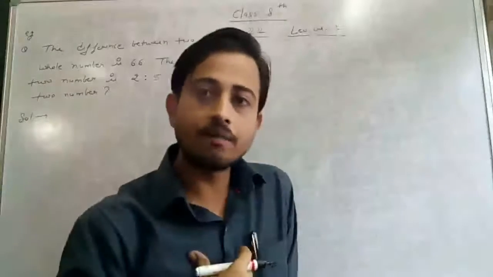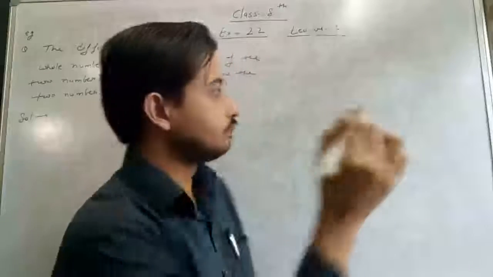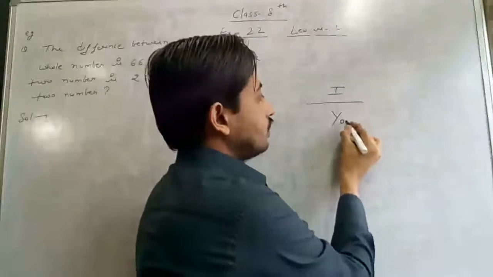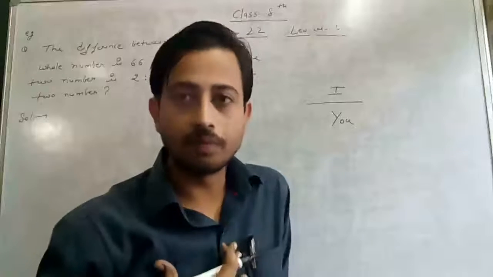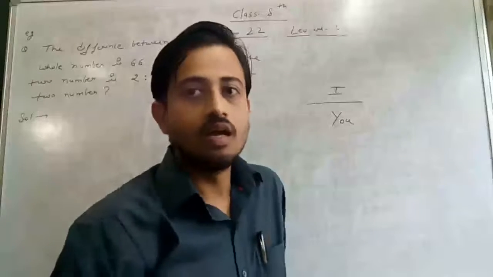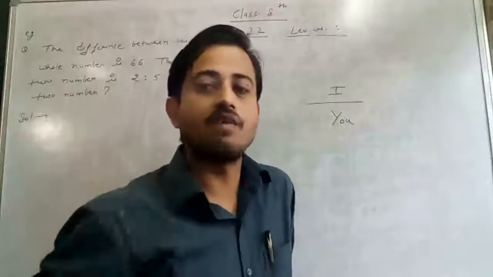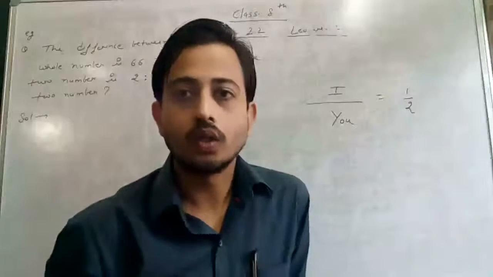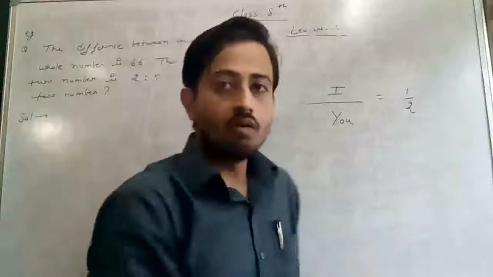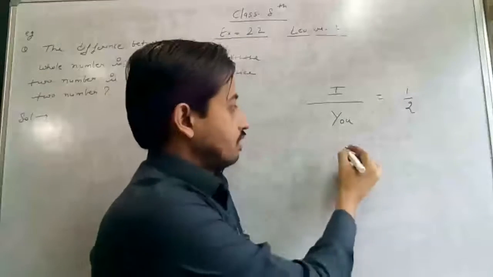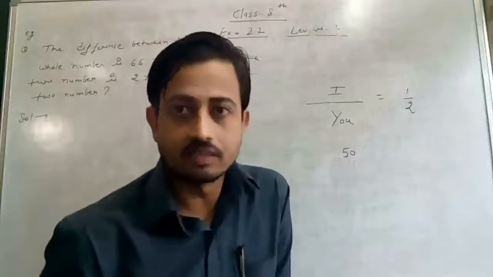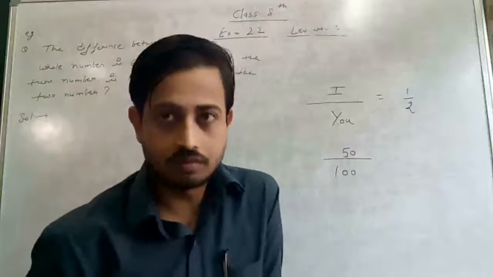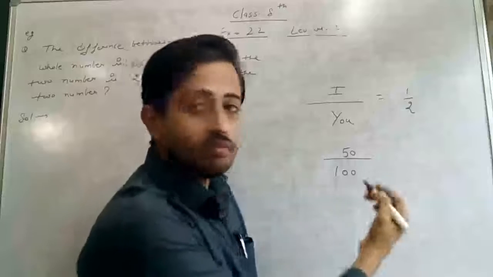Again I repeat, I am taking an example of I and you. It means I divided by you, where I stands for me and you stands for you. We have a ratio of the amount that we have in our pockets, which is equal to 1:2. What does it indicate? If I have 50 rupees and you have 100 rupees, what will we get if we cancel this out?